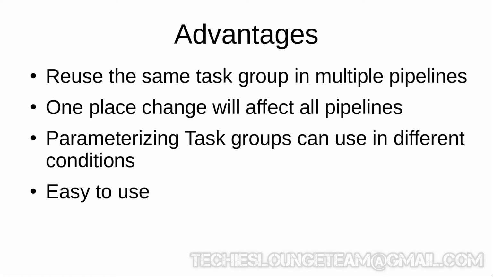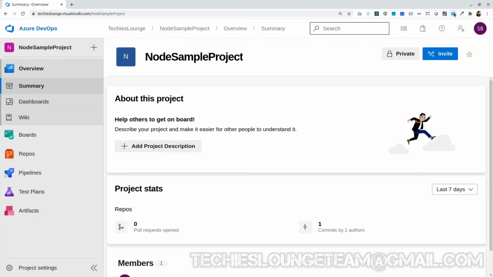Advantages of using task groups are that we can reuse them in multiple pipelines instead of adding each individual task. If we are not using a task group, we have to make the same changes in multiple pipelines. Task groups can be parameterized and can be used for multiple conditions. They are easy to use: instead of using multiple tasks we can use a single task, and only required fields can be exposed to users. Now let's jump into action.